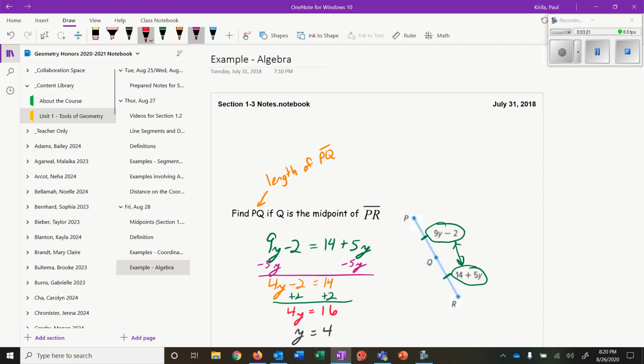So looking at this, the length of PQ is 9y minus 2. So I take 9 times the 4 that I just found out y is equal to, minus 2. So 9 times 4 is 36, minus 2 is 34, and this is our answer.